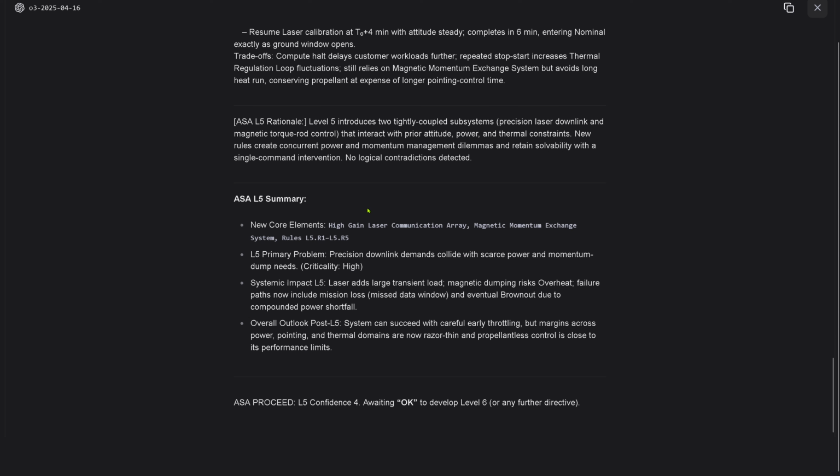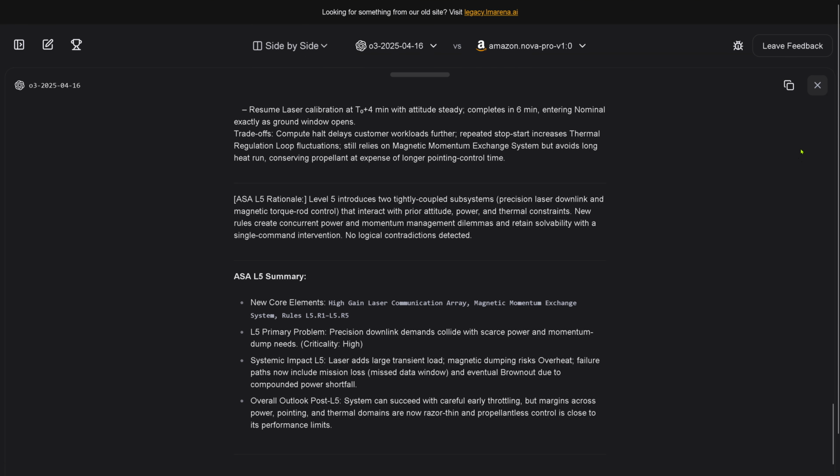So this is the end status of our system at the end of level 5. The system can succeed with careful early throttling, but margins across power, pointing, and thermal domains are now razor thin, and the propellant-less control is close to its performance limit. So we're at the absolute limit of our system capabilities.